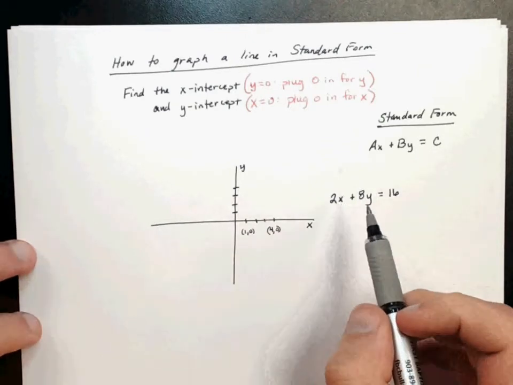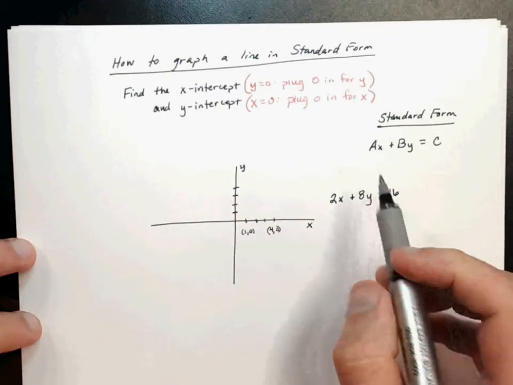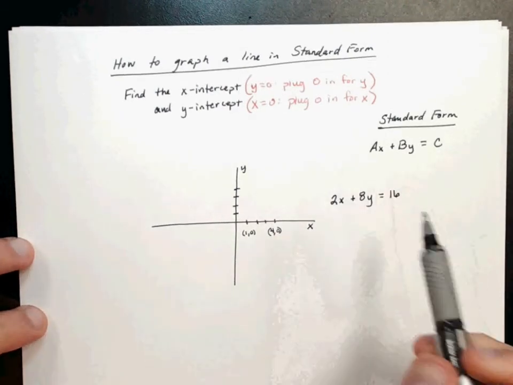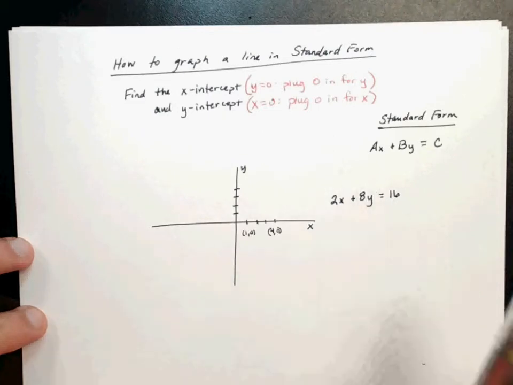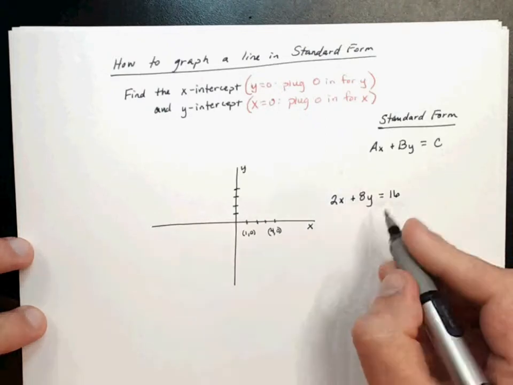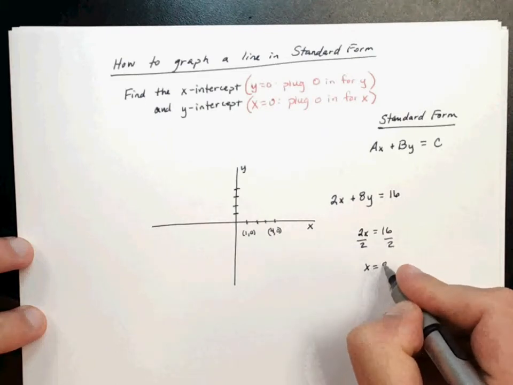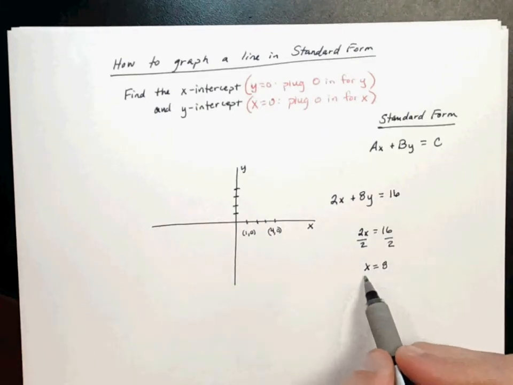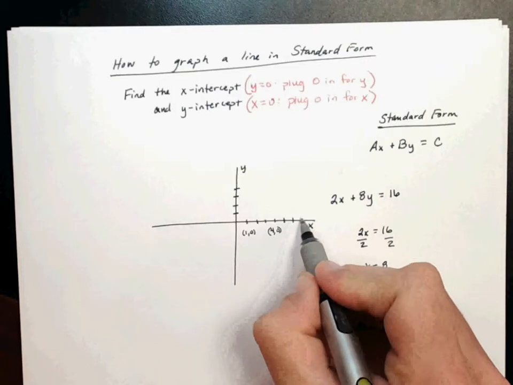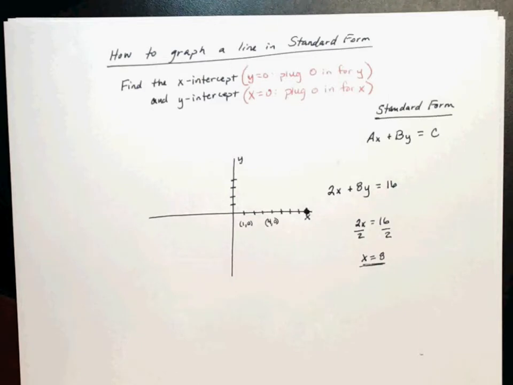In order to find the x-intercept, where our line is going to intercept the x-axis, I'm going to plug 0 in for y. So basically what I can do is just cover that up, because if I plug in 0 for y, that's going to be 0. So now I have 2x equals 16. Divide by 2, and we get x equals 8. So our x-intercept is 8. So on my graph, I'm going to go over to 8. 5, 6, 7, 8. And there's going to be a point right there, because that's where it intersects the x-axis.